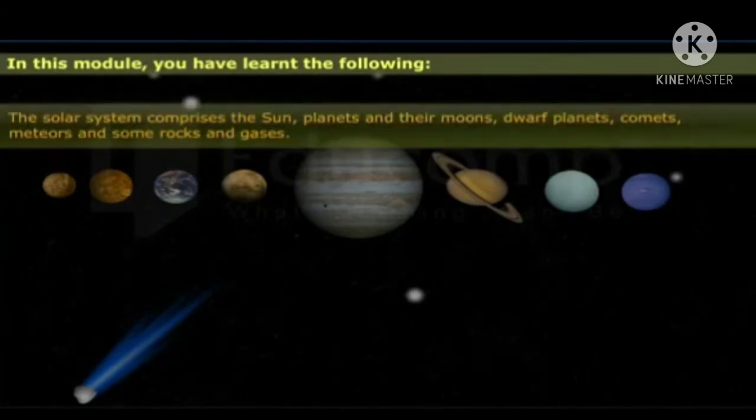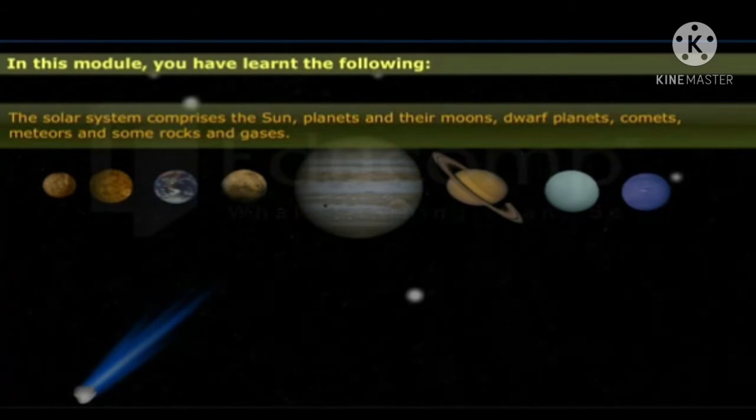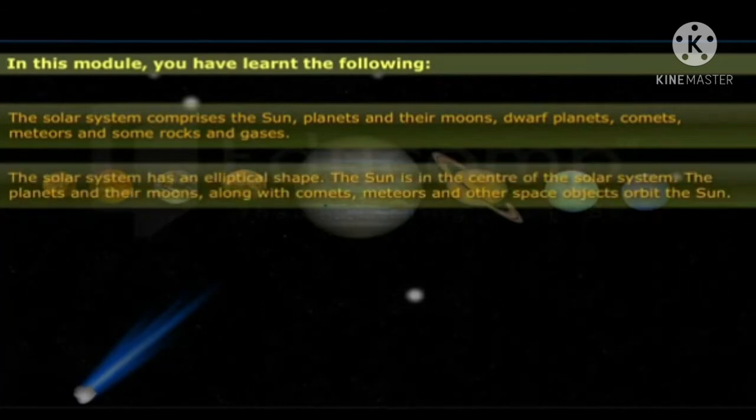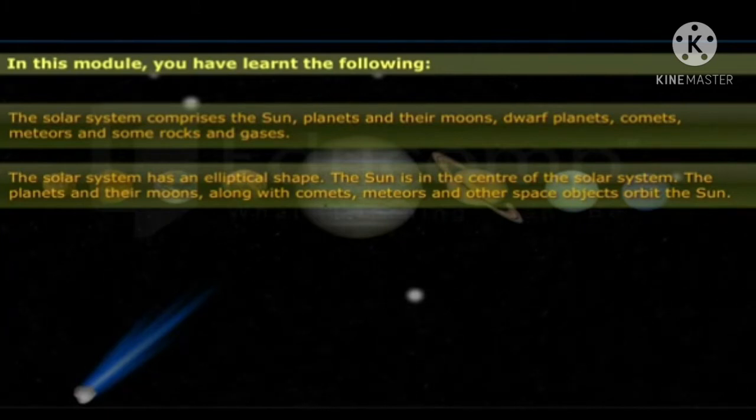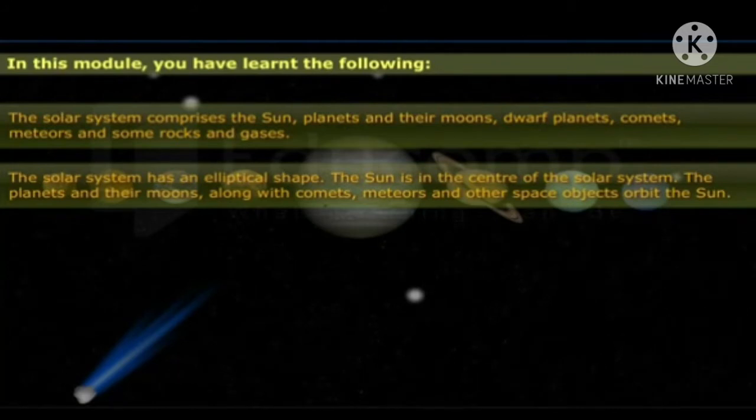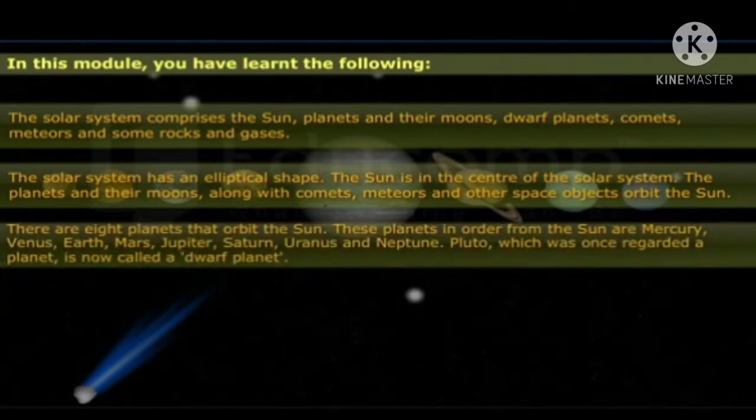Now, in this lesson, you will learn the following: the solar system comprising the sun, the planets, and their moons. You will learn about the dwarf planets, comets, meteors, and some rocks and gases. The sun has an elliptical shape. The sun is the center of the solar system. And as I told you earlier, astronomers are people or scientists who observe some astronomical objects in the space, such as the stars, the planets, the moons, comets, and the galaxies.